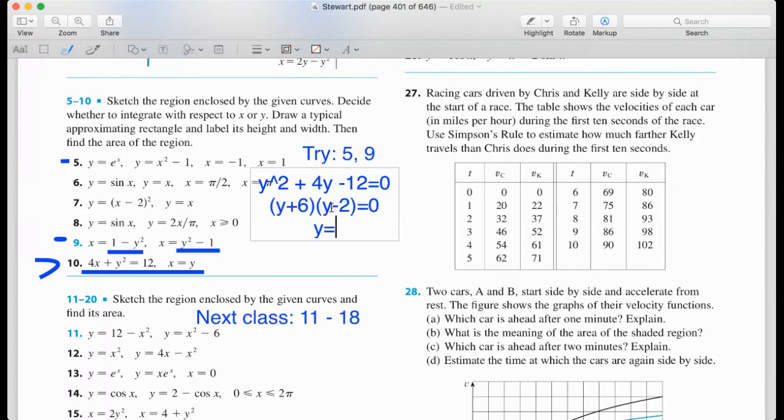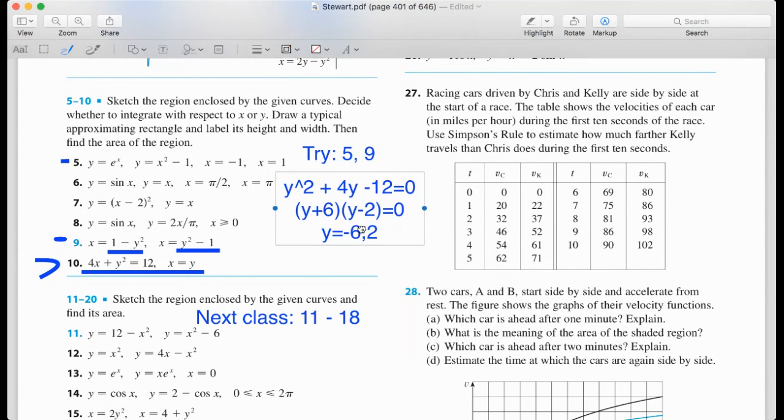That means, because we're going to cut along y, because the first equation is not giving us y as a function of x, but we can think of the first equation as a function of x in terms of y. So that's why we're trying to solve for y. So y equals -6 and 2. That's our lower limit and the upper limit.